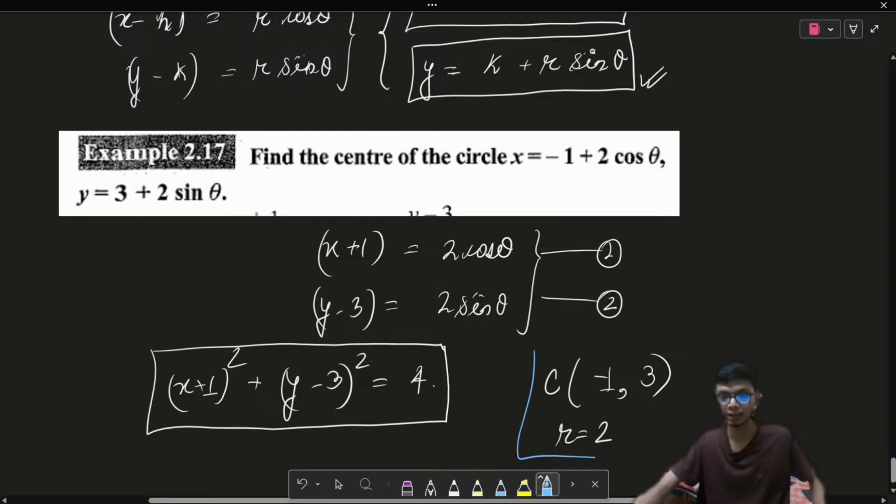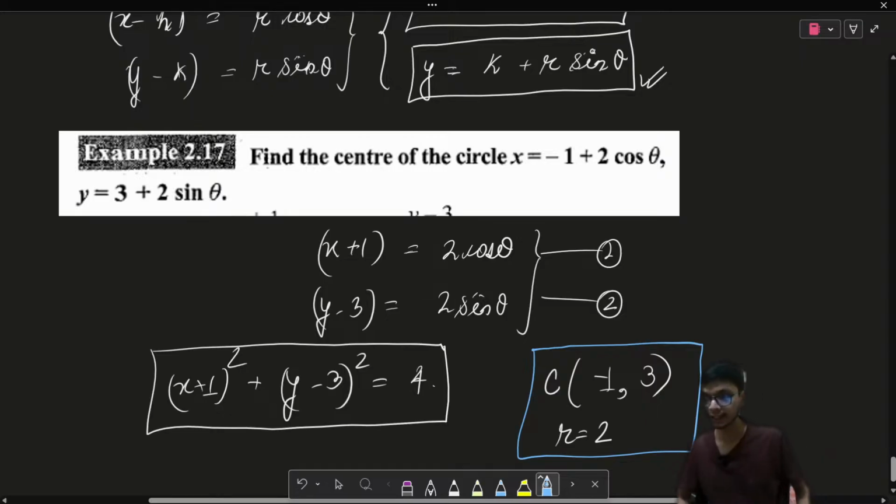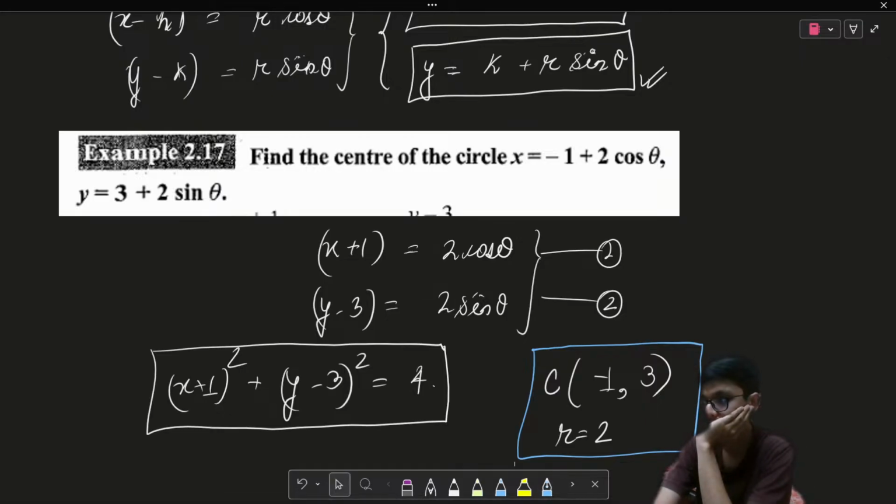Okay, so these are the values that I can easily obtain once I know the parametric form of a circle equation. Is this clear to all of you? Is this part clear? Do let me know if this is clear or not.